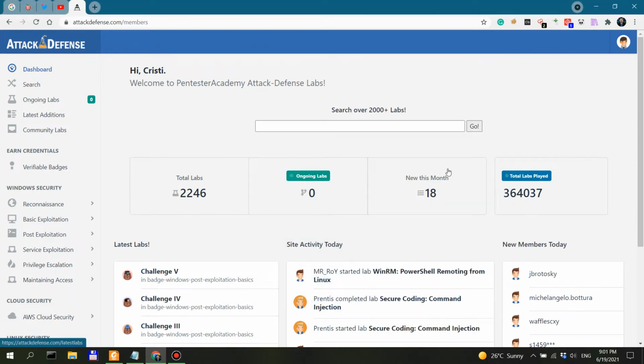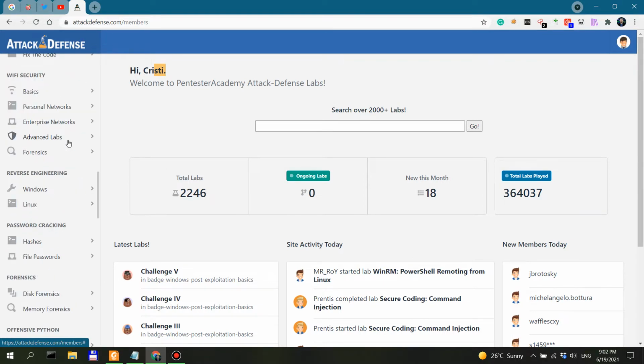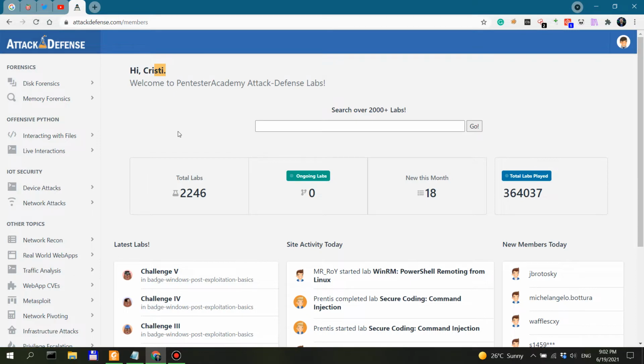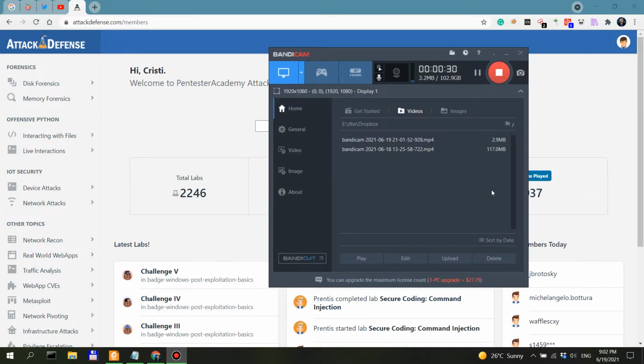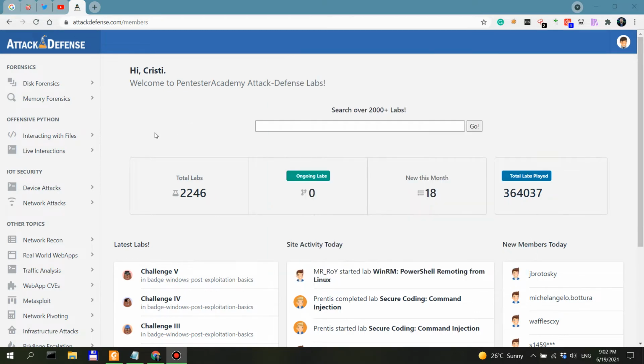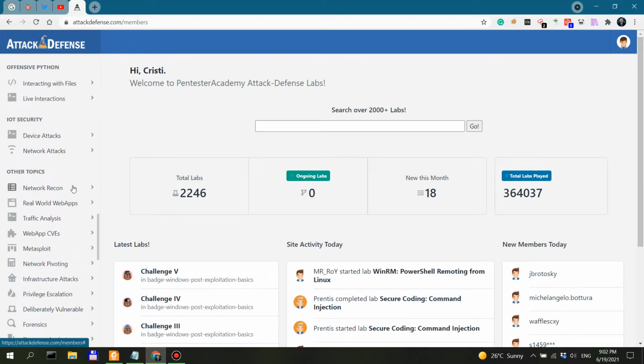I posted a recent tweet saying that I'm getting excited about penetration testing, because I logged into the Attack Defense platform, and I saw that they have like 2,200 labs right now. I was very excited about the new stuff that's here, and I'm really looking forward to getting into them. So let's see if this is going. It's going.